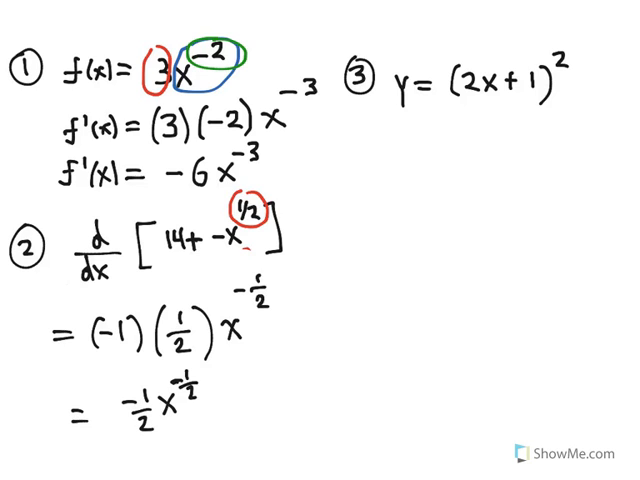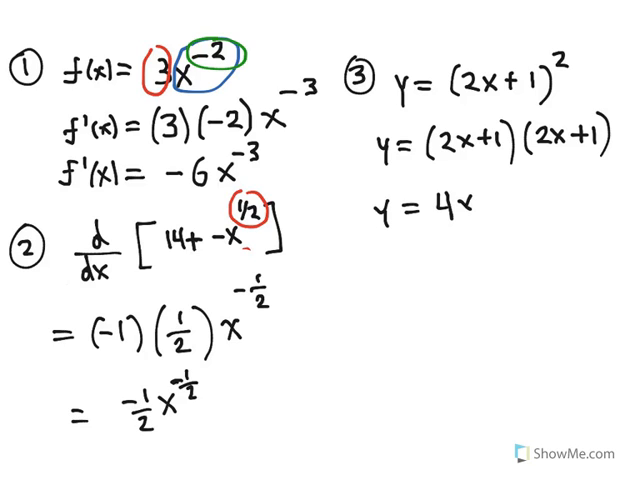When you take a look at number 3 here, you have the function y. It's 2x plus 1 squared. So before you can use the differentiation rules that we've learned about today, you need to begin by multiplying it out like I'm showing you here. So you have 2x plus 1 times 2x plus 1. When you multiply out, 2x times 2x will give you 4x squared, and then you have 2x plus 2x, which is 4x, and then you have 1.